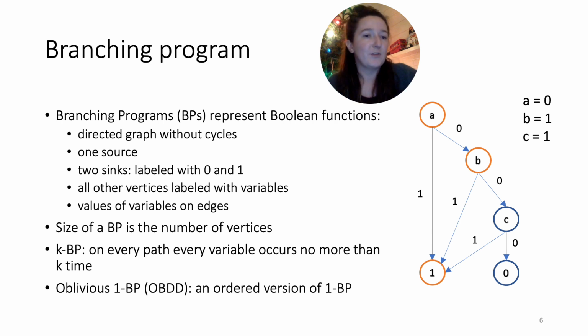And we'll also mention oblivious read-once branching programs, also known as OBDDs. This is the same as a read-once branching program, but we also have an additional restriction of order. So on every path from the source to the sink, all variables appear in exactly the same order.